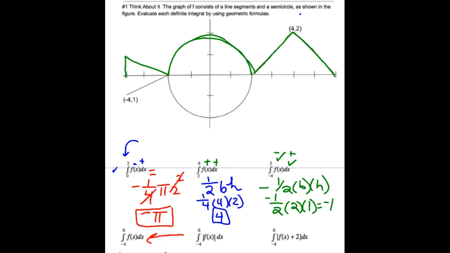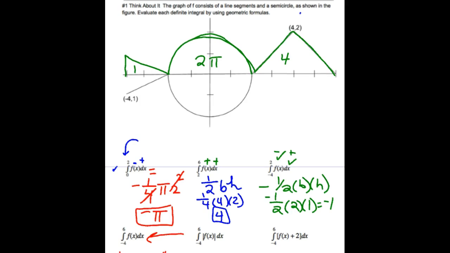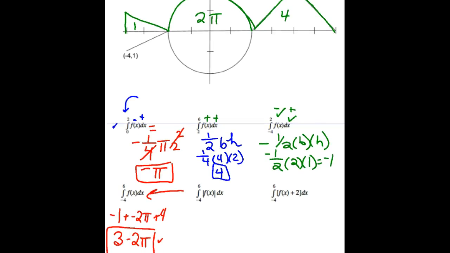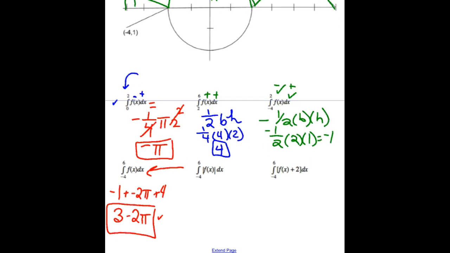So when I'm integrating the absolute value, really what it does is it takes all those negative areas and pops them up. So this would now have an area of 1, this would have an area of 2 pi, and this has an area of 4. And so my integral of the absolute value of f of x dx would be 2 pi plus 5.